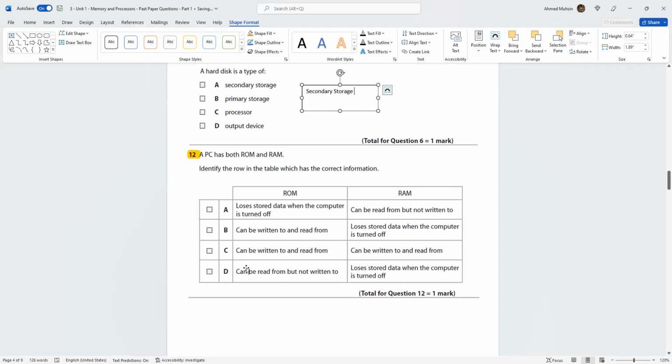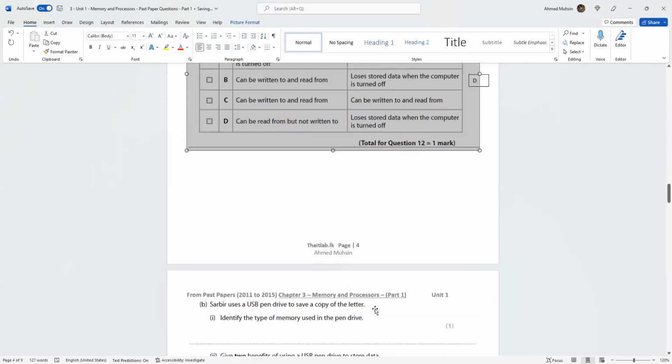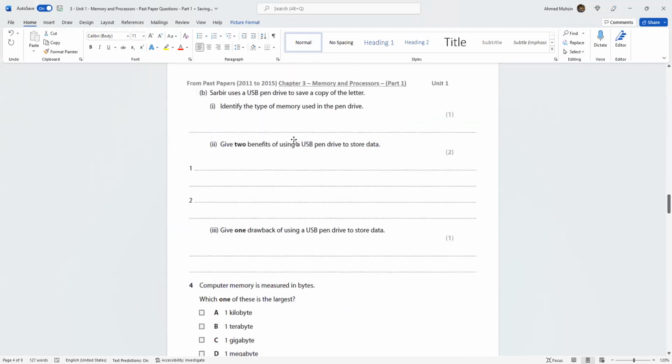Answer D, that's the only remaining answer, but let's go through it. Can be read from but not written to. That's correct. Loses stored data when the computer is turned off. That is also correct. So your answer will be D over here. Okay, answer D. Moving on, Sabir uses a USB pen drive to save a copy of the letter.